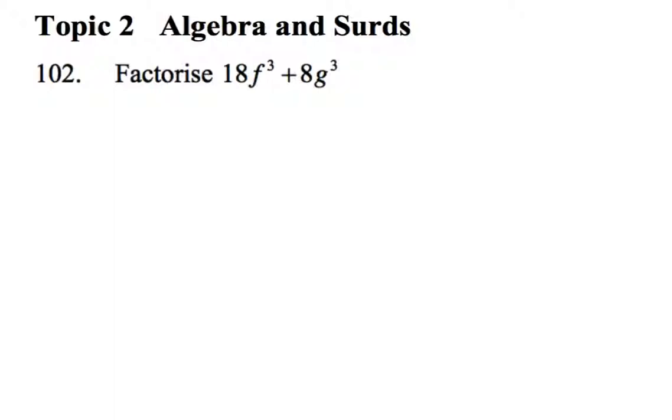Alright, now this looks like we could do a sum of two cubes, but 18 isn't anything cubed. 8 is something cubed, but it's got to be in the right arrangement there. If in doubt, our first step is to find anything that's common between them. There's no letters that are common between them, but they're both even numbers. So let's just take 2 out as common and see what we're left with. 2 out of that would be 2 multiplied by what gives you 18f cubed: 9f cubed plus 4g cubed.